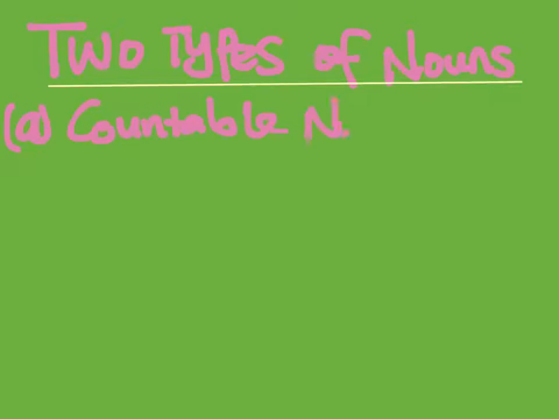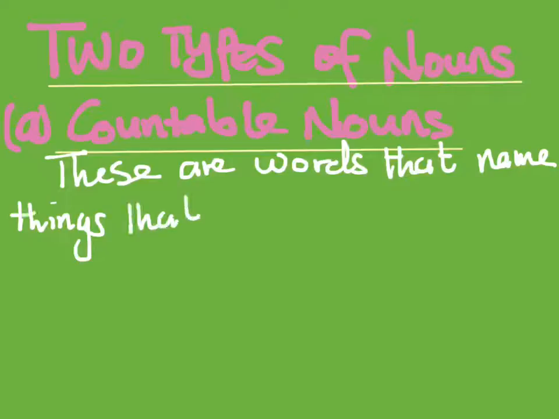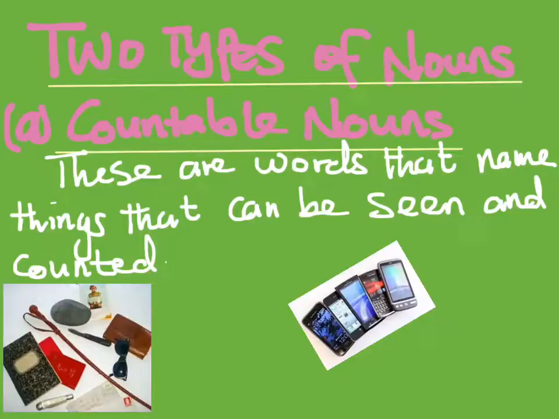Then we have two types of nouns, these two main types of nouns. The first one is countable nouns. And when we talk about countable nouns, what do we mean? These are words that name things that can be seen and counted. And things that can be seen and counted, here we can see many things.